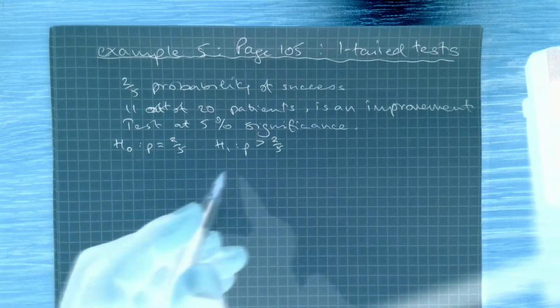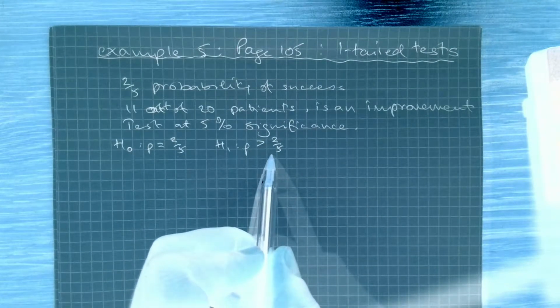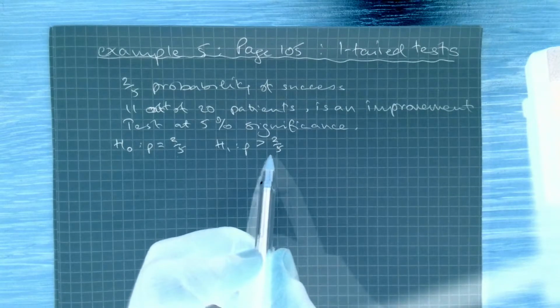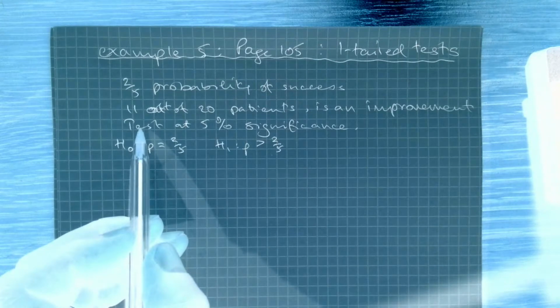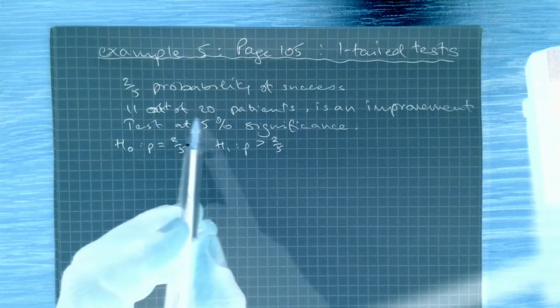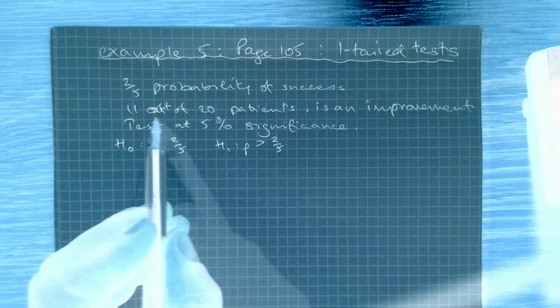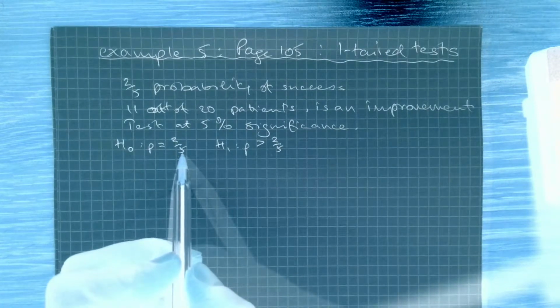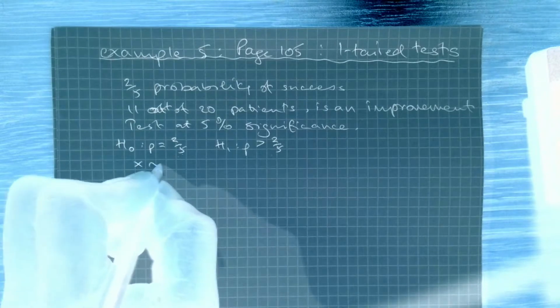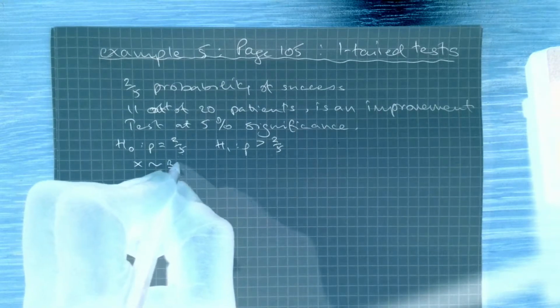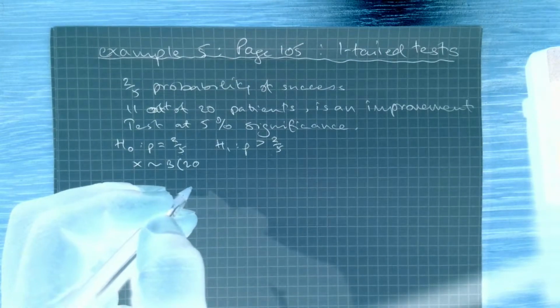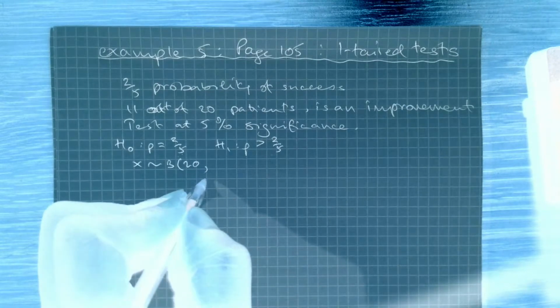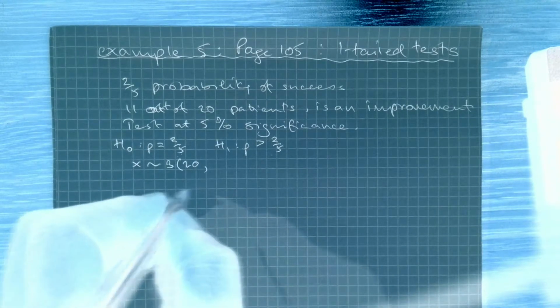So if he's correct, then more than 2/5 of the patients will be successful with it. And we want to work out, well, is this an improvement? What's the probability of 11 out of 20 for this? So what have we got? We've got a binomial distribution, and these questions always like binomial distribution. The number of trials is 20 because we're picking out 20. And the probability, that's the other thing we need with a binomial distribution, is 2/5.